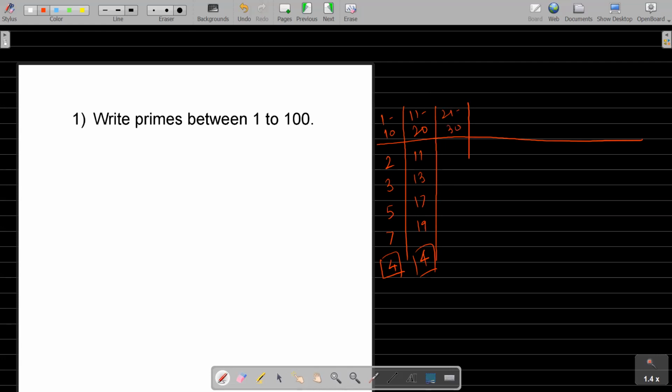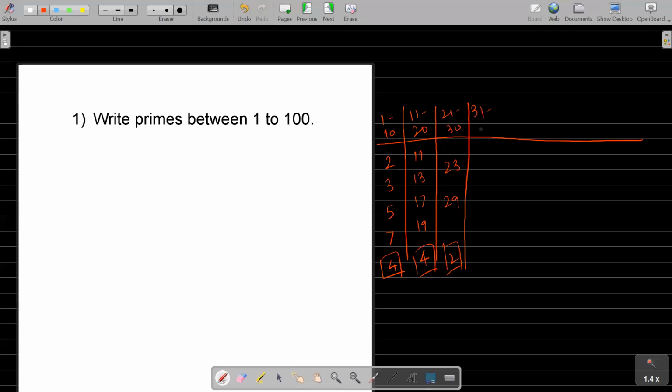21 to 30: 23 and 29. So you see now there are only 2 prime numbers. So the prime numbers are not uniformly spread. That's one thing that is clear from this pattern.